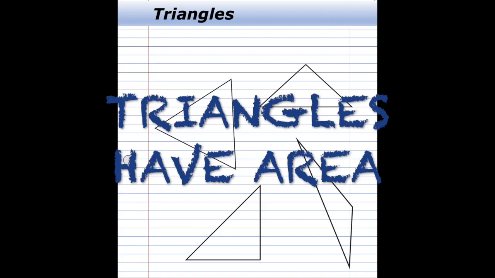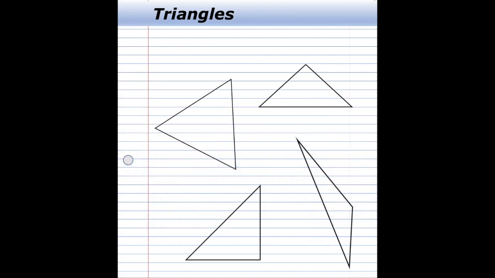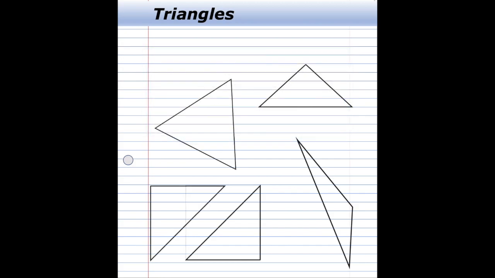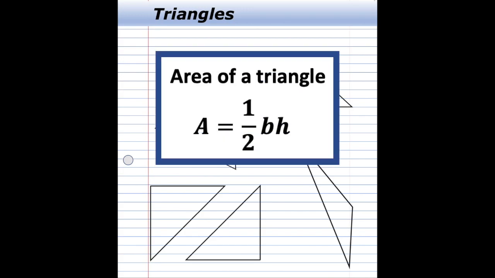Triangles have area. If we clone the right triangle here at the bottom and rotate it 180 degrees, we can put the two pieces together along the hypotenuse and create a rectangle. Recall that the area of a rectangle is length times width, and therefore area of the triangle would be 1/2 of the length times the width. Therefore, the area of a triangle is 1/2 the base times the height.